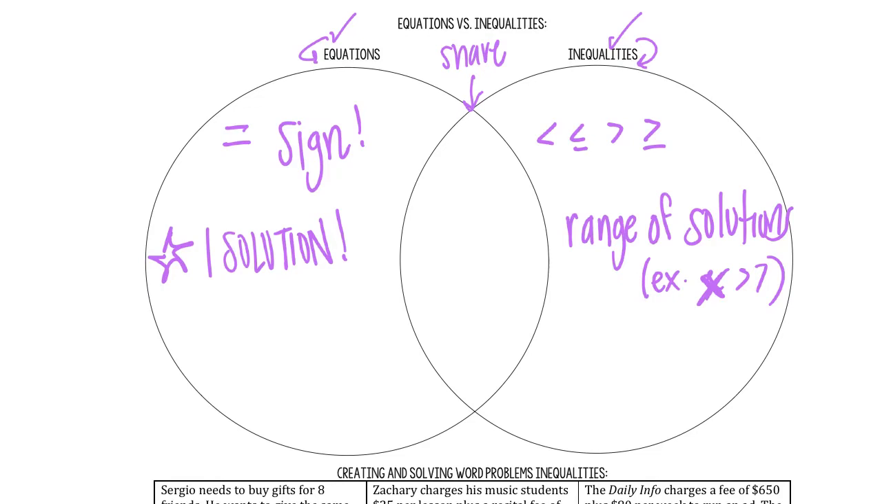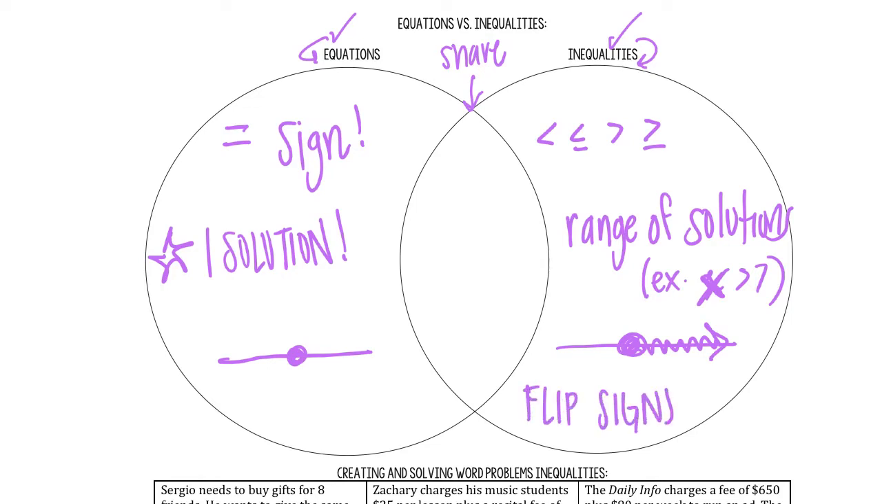When you graph an equation, if you're going to graph it on a number line, it would just be one piece. On the other hand, an inequality is going to look like it has some shading. And with inequalities, you have to flip signs sometimes if you're dividing or multiplying by a negative. You never have to flip signs with an equation. Things they have in common, things you should remember, they both have special cases.